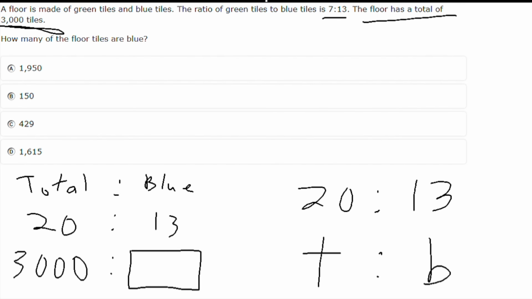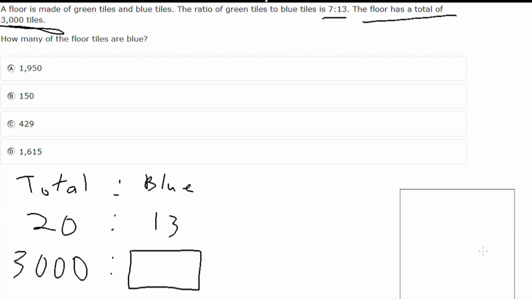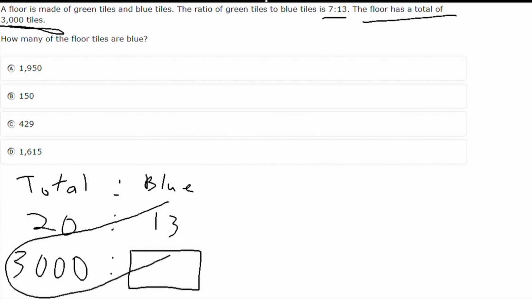So how do we do this? How do we find this out? Well, we can do something which is called the butterfly method. This is a method that I love to use for questions like this. All right, so this is definitely something you would call a multi-step problem. In the butterfly method, what we do is we take the diagonals. So we're going to do this. These two numbers we're going to multiply, and then we're going to divide by 20, and that's going to get us our answer. So we're going to multiply 3,000 times 13.